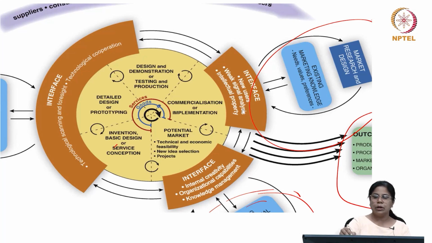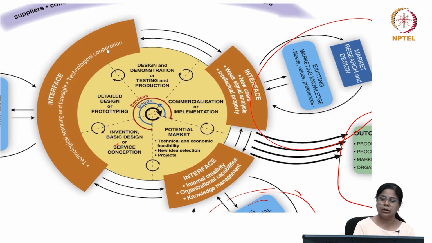Now at the immediate core are essentially three major interfaces. The interfaces are coming in these brown boxes through new users, weak signal analysis and intellectual property. Interface through internal creativity, organizational capabilities, knowledge management, through technological scanning, foresight and technological cooperation, which are also again feeding into each other. The arrows, you see that they feed into each other and they learn from each other.